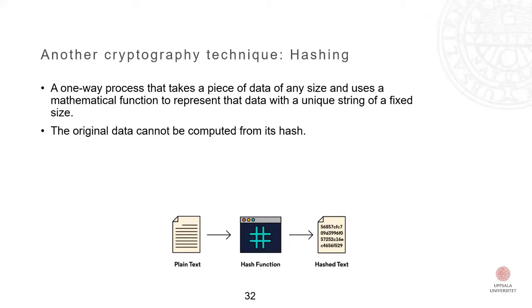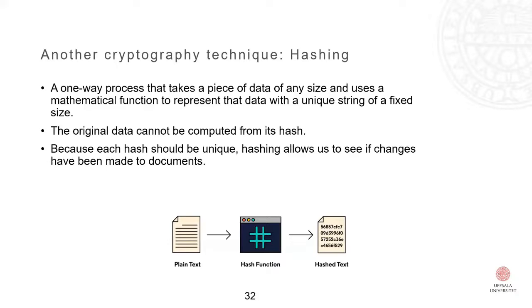So the original data cannot be calculated from the hash. You see here we have the plain text. We feed it to the hash function and we receive a hash text. This function is one directional, meaning that as opposed to encryption and decryption, we cannot go in the reverse direction and come from the hash text to the plain text. You might wonder why this is useful. It has actually many uses. We will see in the coming slides.